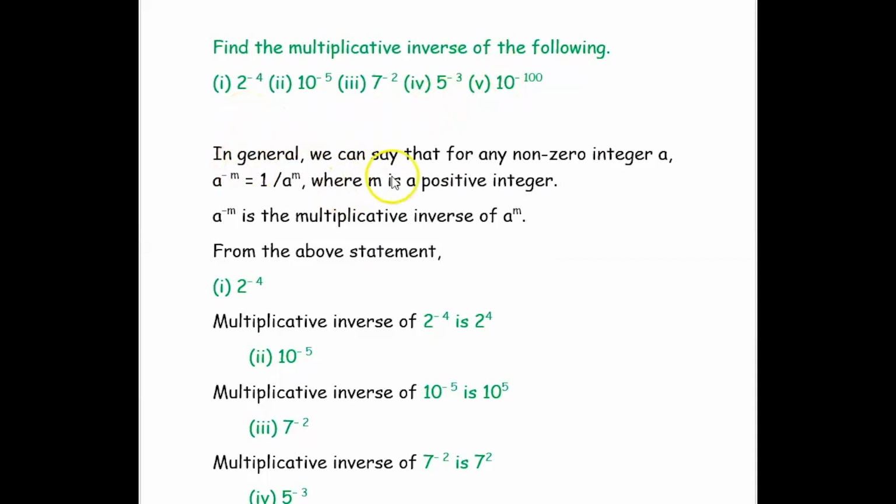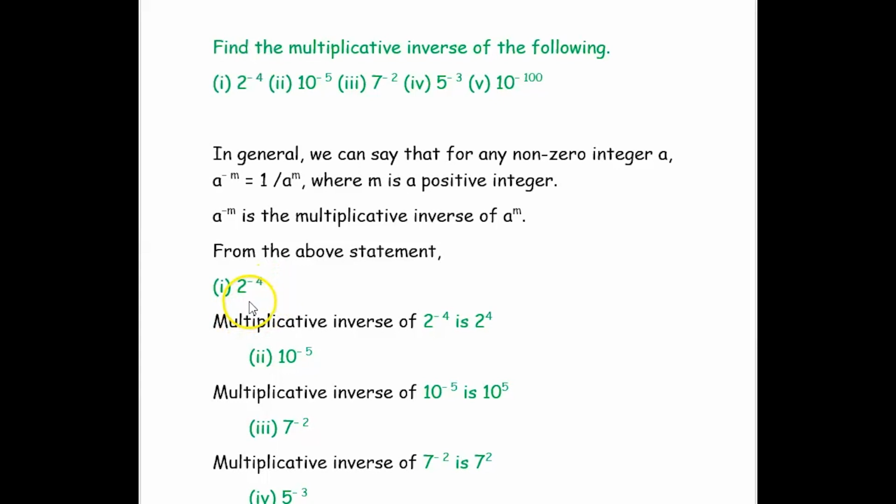So, in general, we can say that for any non-zero integer a, a raised to the power negative m is equal to 1 divided by a raised to the power m, where m is a positive integer and a should be a non-zero integer. So a raised to the power negative m, we'll call it the multiplicative inverse of a raised to the power m. So from the above statement, we can find the multiplicative inverse.